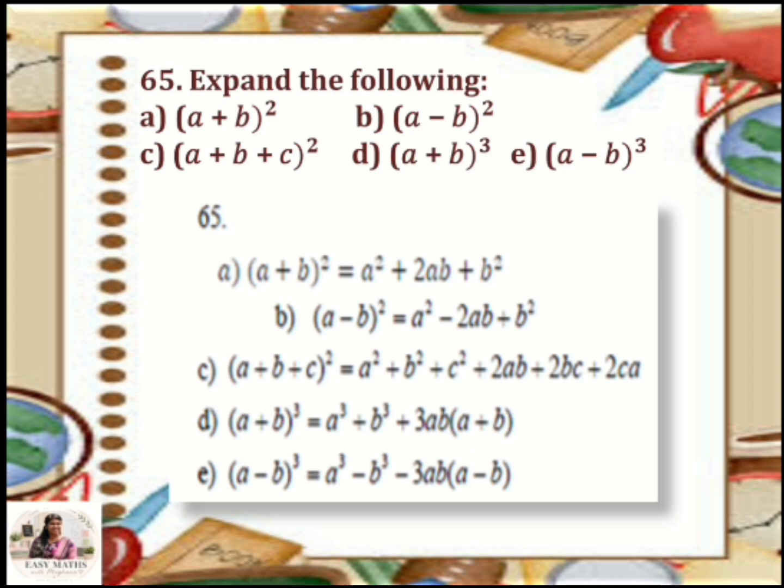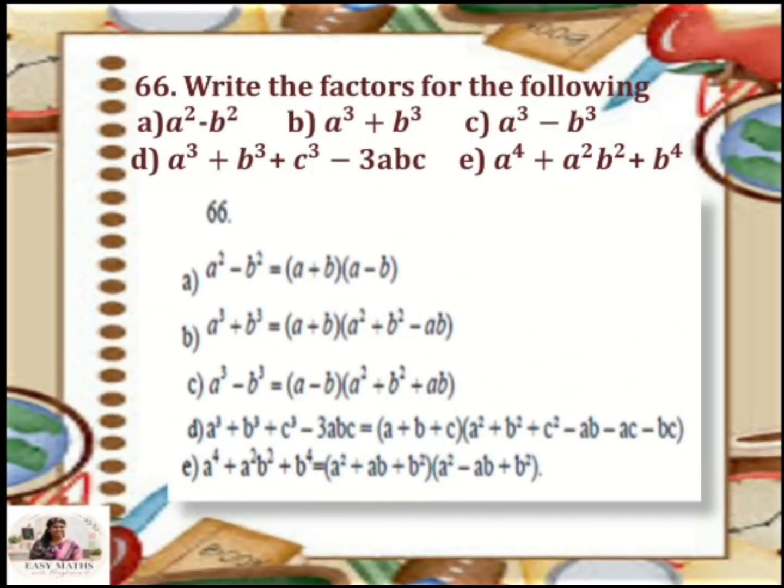C, a plus b plus c whole square can be written as a square plus b square plus c square plus 2ab plus 2bc plus 2ca. D, a plus b whole cube is equal to a cube plus b cube plus 3ab into a plus b. And last one, E, a minus b whole cube can be written as a cube minus b cube minus 3ab into a minus b. So these are very important formulas, not only given in the expanded form, also given in the factors form, and also used in problems. This is regarding question number 65.